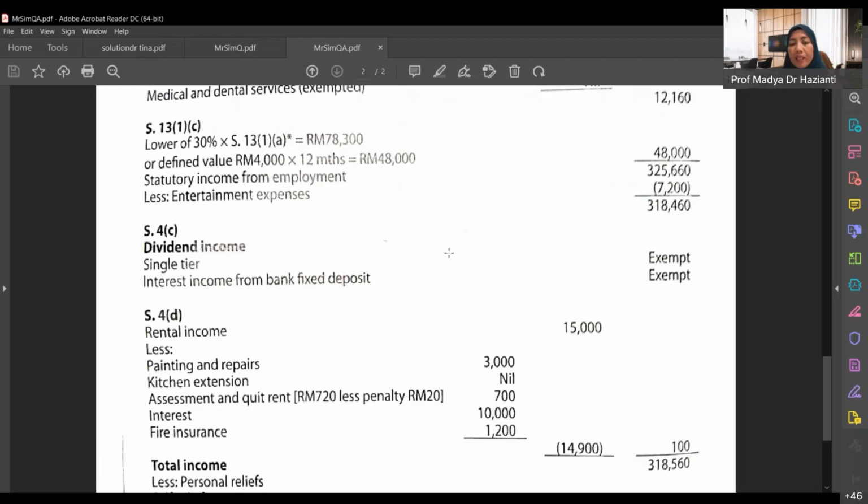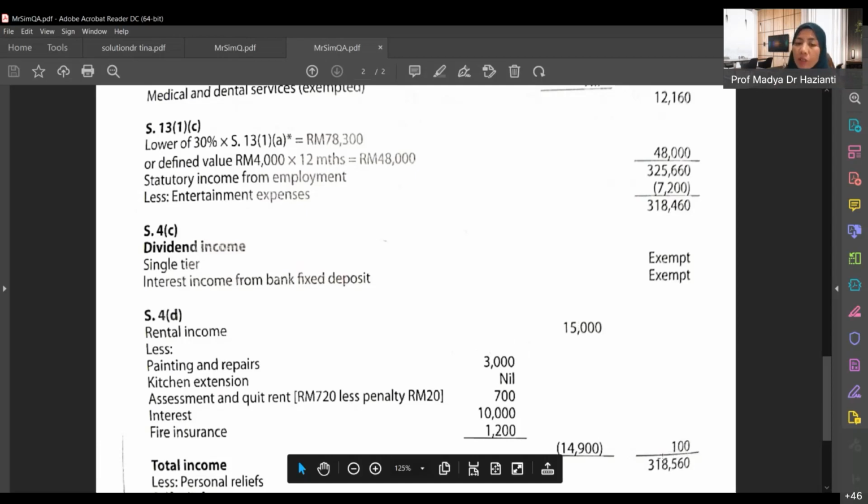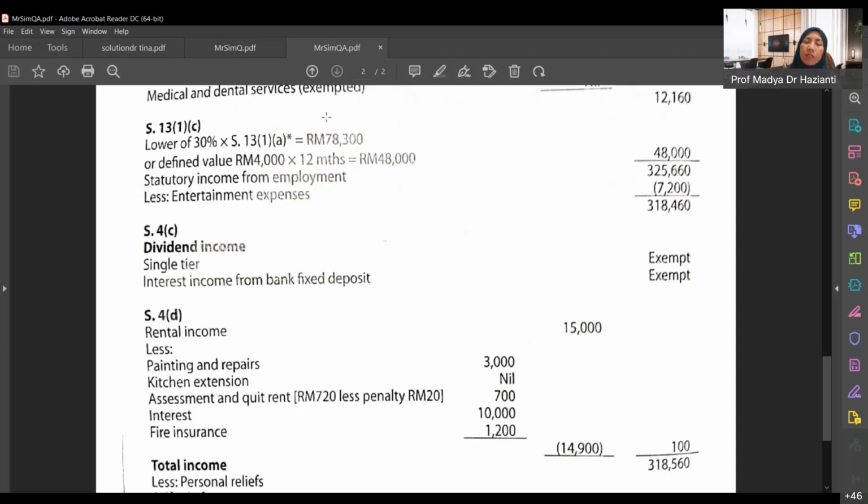Like this rental, it looks like the rental is a lot, but because of this, only 100 is taxed. So the total income is not taxed yet based on this total income. This is just the total of all the types of income he has, which for now is employment and non-business income.